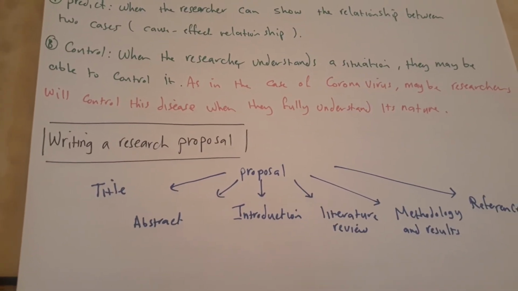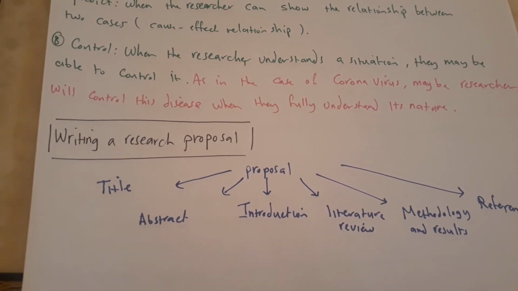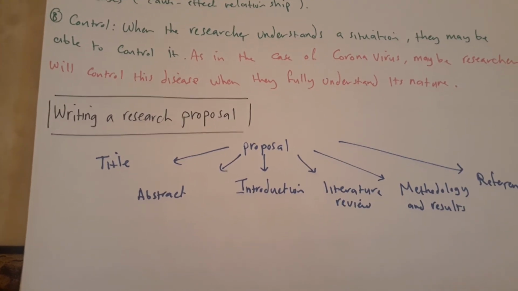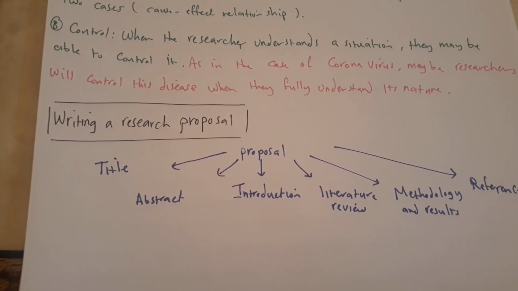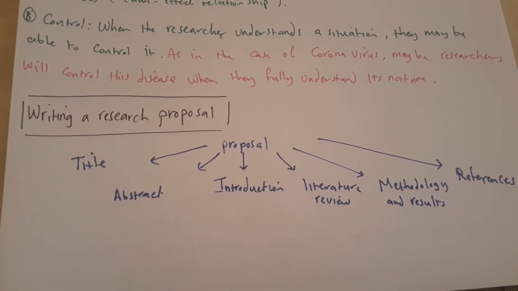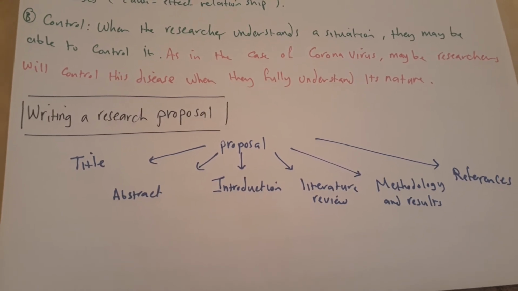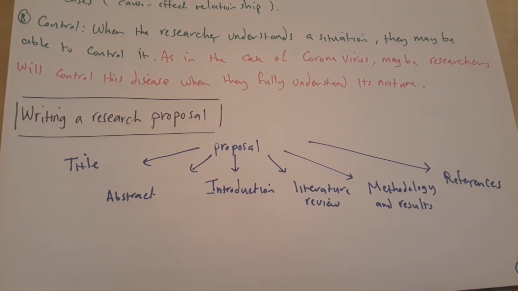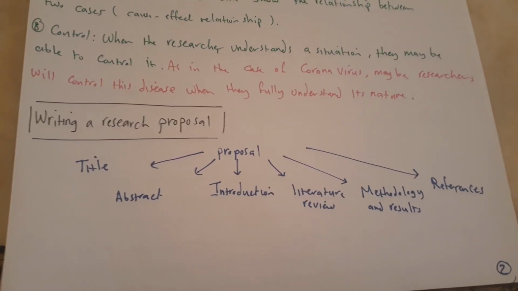Now let's talk about writing a research proposal. I think all of you are familiar with this because I already explained this, but again, this will be part of your final exam. So a proposal must have title, abstract, introduction, literature review, methodology and results, and references.